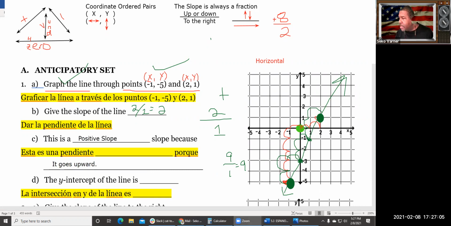Now, here's the interesting thing, the y-intercept of the line. Now, y-intercept is something we talked about. So here is the y line. That's the y line. And so where does this line cross? It crosses right here. Right here is where it crosses, right? So that's at -3. Okay. So it crosses at -3.